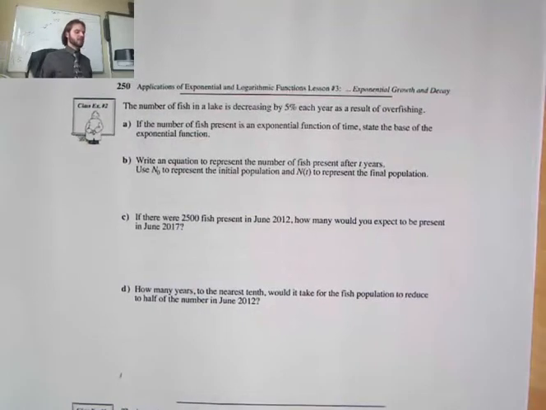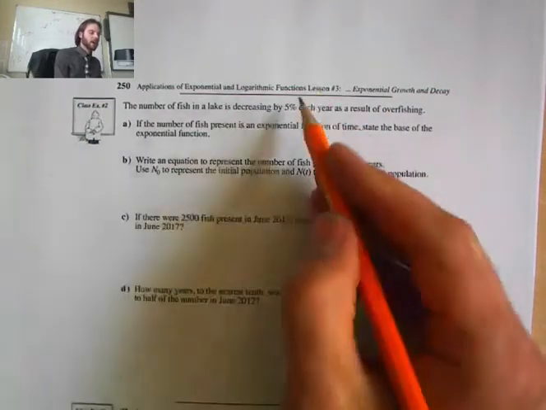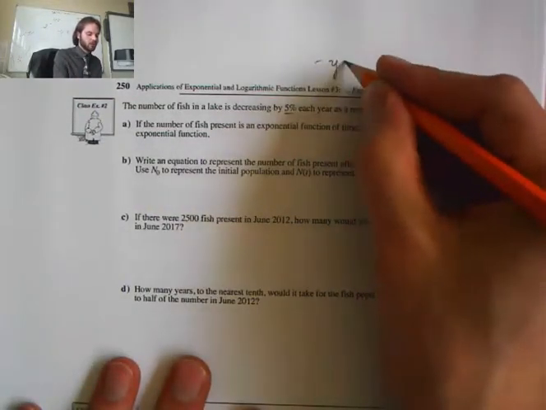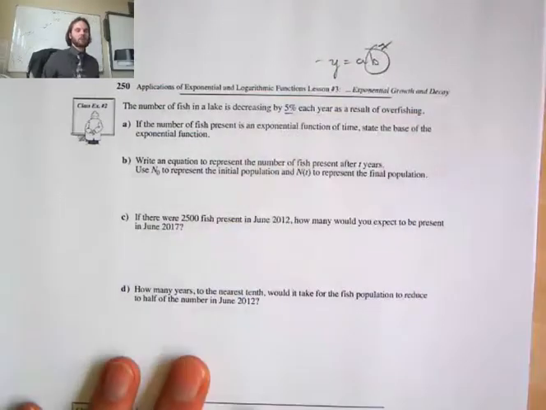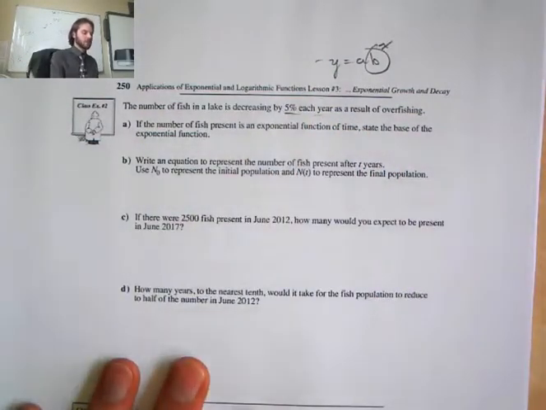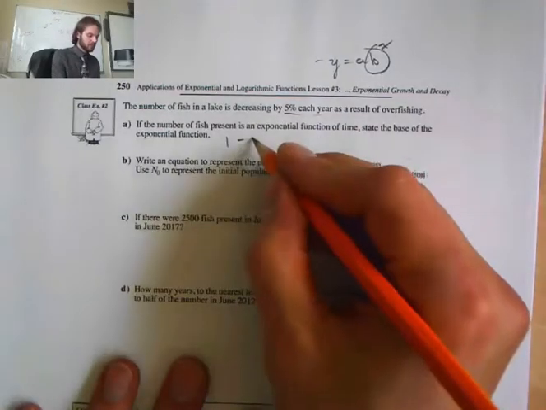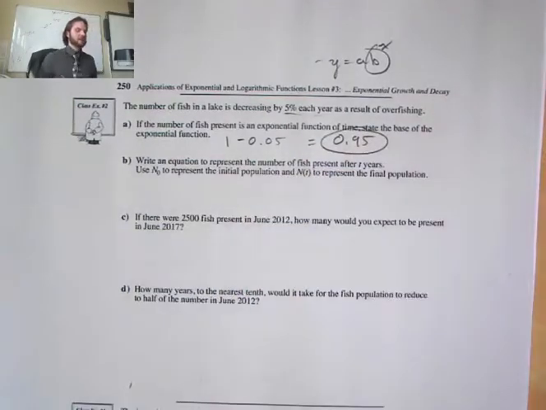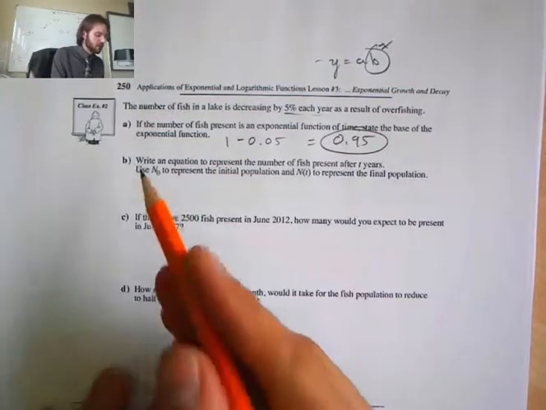Class example number 2 says the number of fish in a lake is decreasing by 5% each year as a result of overfishing. So if the number of fish present is an exponential function of time, state the base of the exponential function. Well, when we're looking at y is equal to a, b to the x, we want to figure out what b is. Well, we're going down 5% each year, so that's 1 minus 0.05, which gives me 0.95 as my base, because we're only going to have 95% of the population each year, so we're always exponentially decreasing.